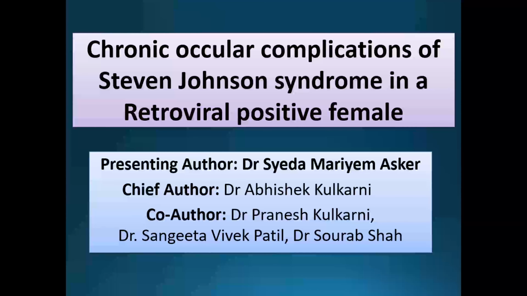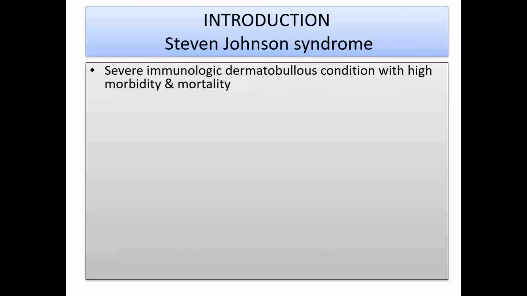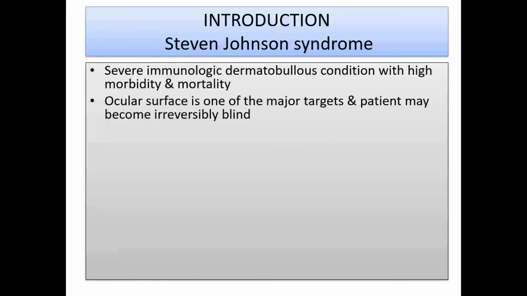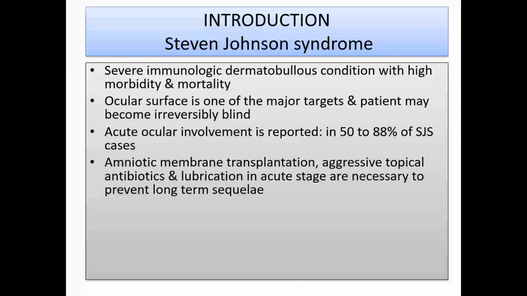Today I'm going to present a paper on chronic ocular complications of Stevens-Johnson syndrome in a retroviral positive female. Financial disclosure was nil. Stevens-Johnson syndrome is a severe immunologic dermatobullous condition with high morbidity and mortality. Ocular surface is one of the major targets and the patient may become irreversibly blind. Acute ocular involvement is reported in 50 to 88% of SJS cases. Amniotic membrane transplantation, aggressive topical antibiotics, and lubrication in the acute stage are necessary to prevent long-term sequelae.